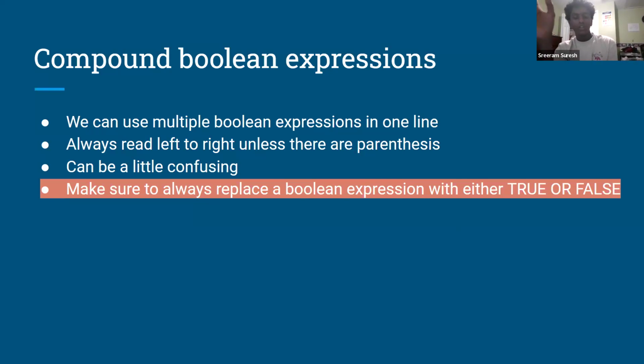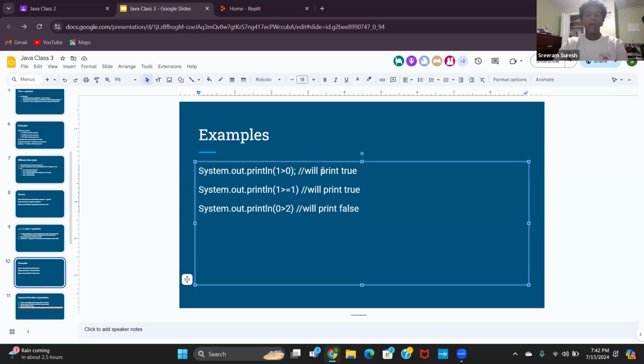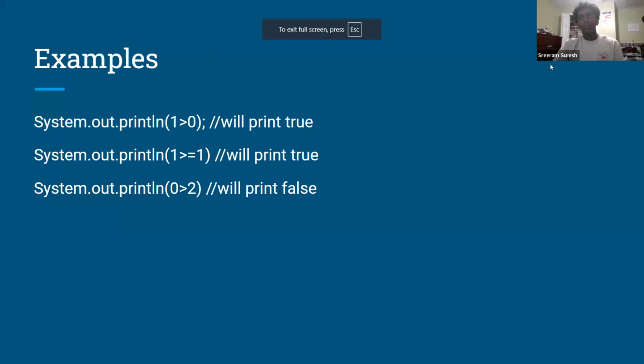Just looking at them, they might look a little bit confusing, but always make sure to read left to right, unless there's parentheses. So follow that kind of PEMDAS way of thinking. Look for parentheses first, otherwise read left to right. And make sure to always replace the Boolean expression with either true or false. Like I said, if we look at this example, when you have 1 is greater than 0, I want you in your mind to replace this with the word true. It's going to make things much simpler for these compound Boolean expressions and help you go through them.